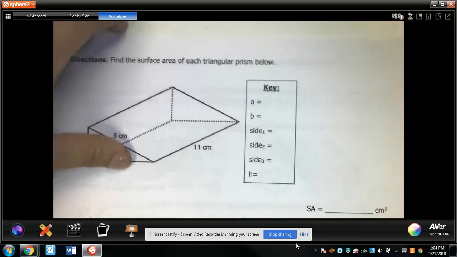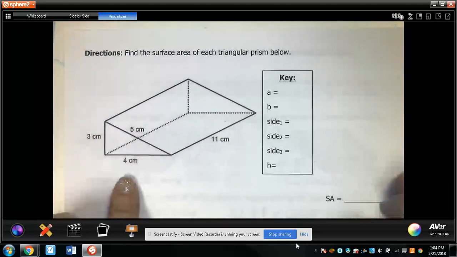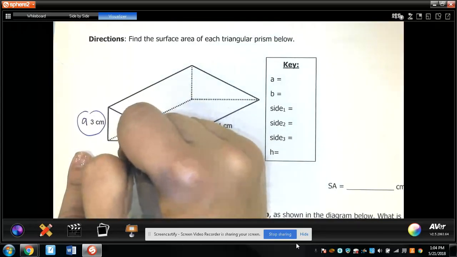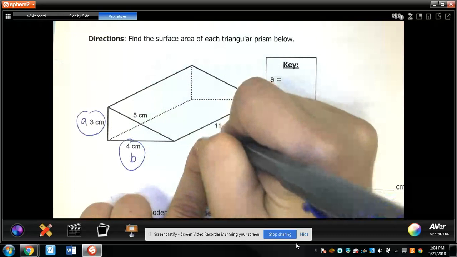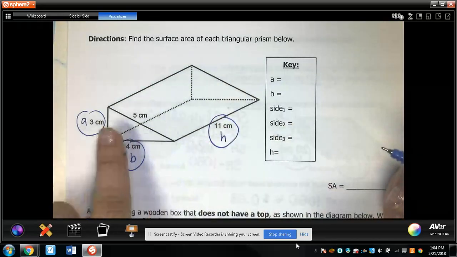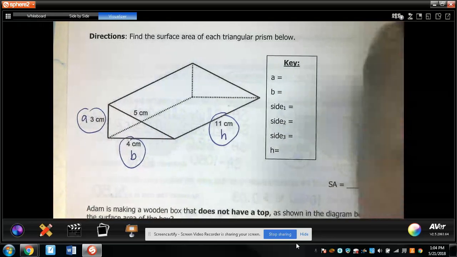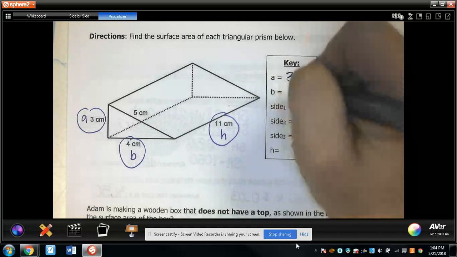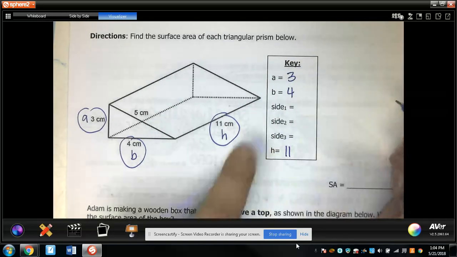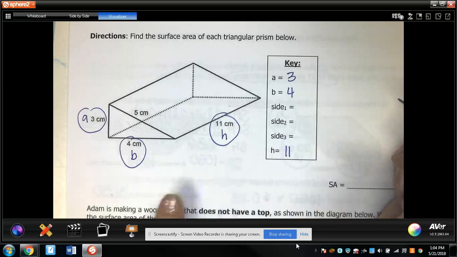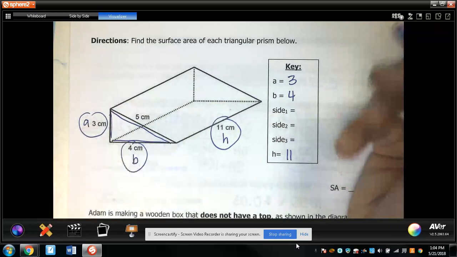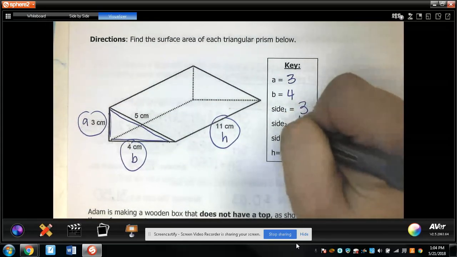All right, next problem. Okay, find the surface area of the triangular prism below. Now for a triangular prism, you have to remember that A is the height of the triangle, and B is the base of a triangle, and H is the height of the prism if the triangular side was smack down on the table. So right away from the volume formula earlier, I know that this is 3, this is 4, and the height is 11. Now side 1, side 2, and side 3 are the 3 sides of the triangle. So if I look at this triangle, the 3 sides are 3, 4, and 5. So I'm going to write down the 3 sides are 3, 4, and 5.